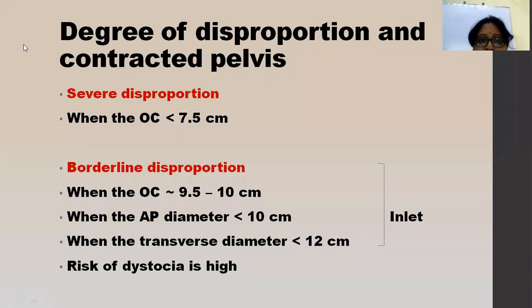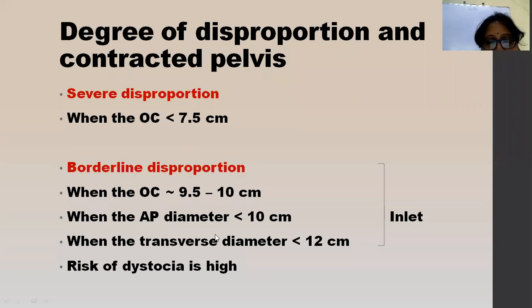So now, depending on the clinical assessment, the X-ray pelvimetry and other imaging methods, we have diagnosed that the woman is having cephalopelvic disproportion. Now we have to know what is the degree of disproportion and the contracted pelvis. We have to know because we have to plan her delivery. So we have to know whether she is having a severe disproportion, borderline, or moderate disproportion. When the obstetric conjugate is less than 7.5 centimeters, then it indicates it is severe degree of disproportion. In case of borderline disproportion, the obstetric conjugate is usually in between 9.5 to 10 centimeters.